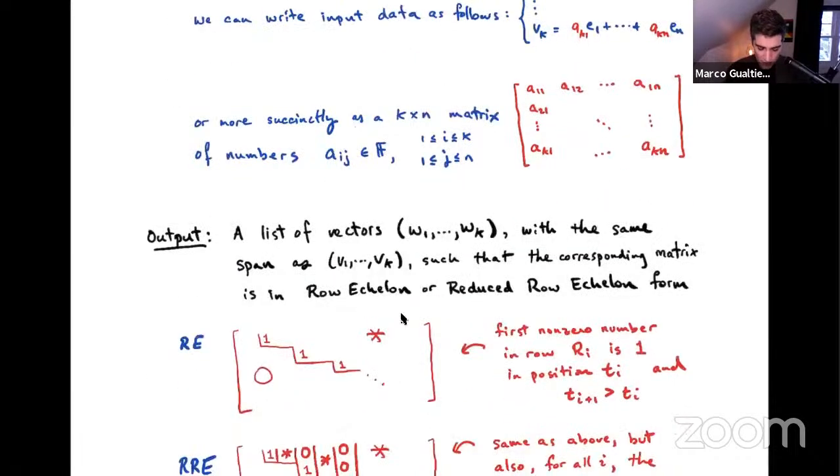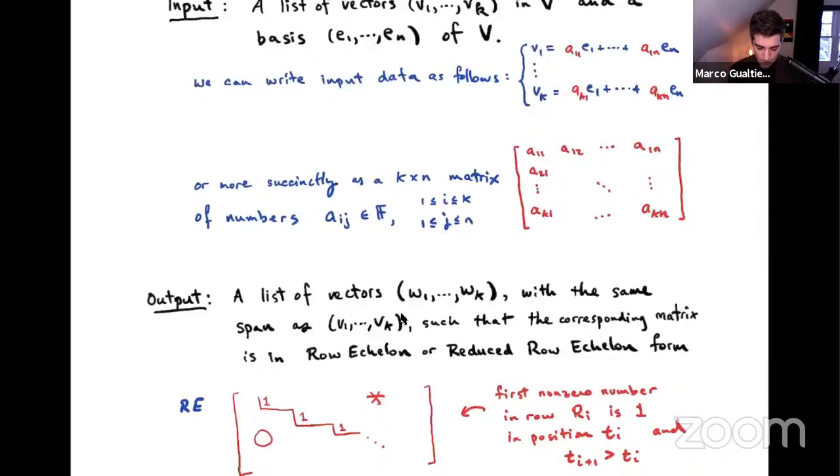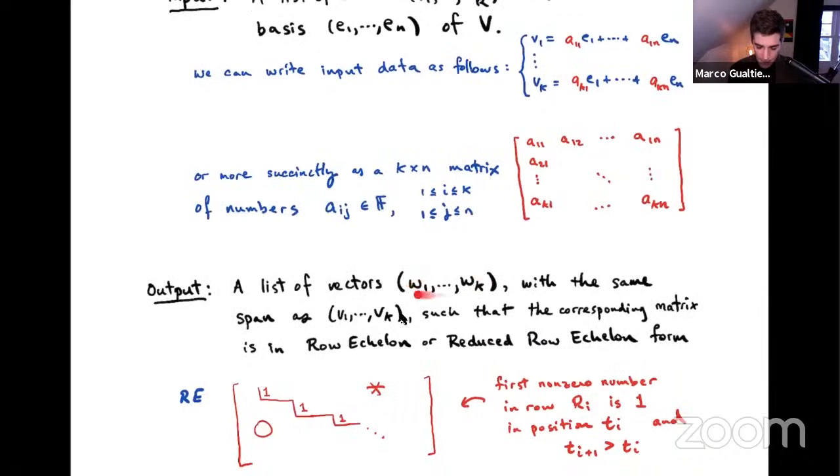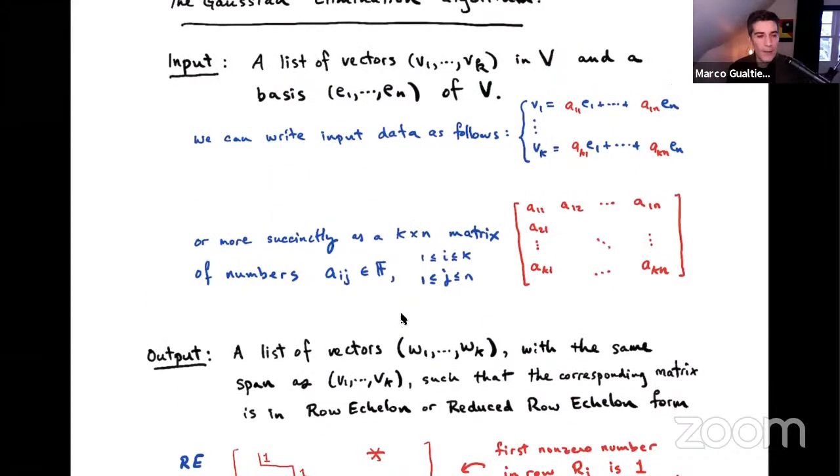And the output is a different list of vectors, but it's a list that has the same length and the same span, but the vectors are different. The claim is that the new list, the output list, is better in some way than the input list. So why is it better? Well, the point is that it looks better in the basis that you are using. So let me explain what that means.